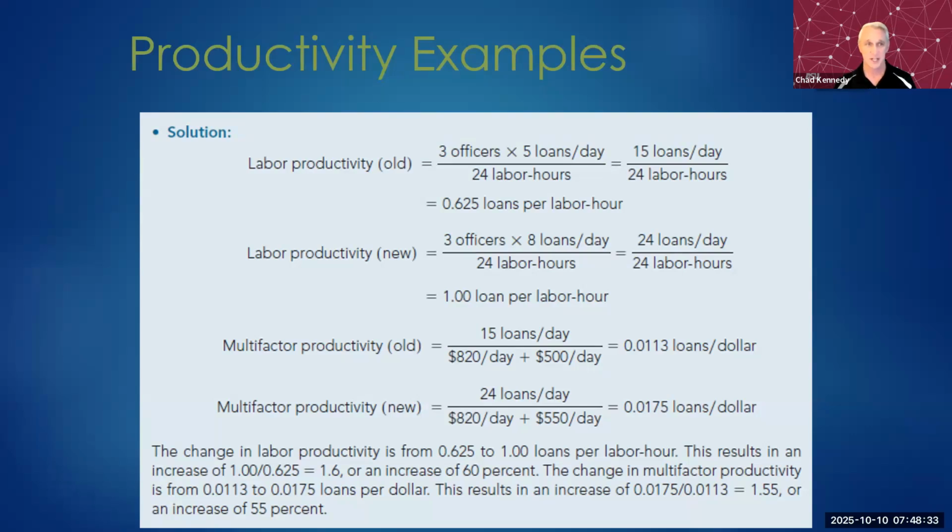If it's 8 hours each times 3, that's 24 labor hours. So that's the input, right? And so we get 15 loans a day for 24 labor hours of input, or 0.625 loans per labor hour.